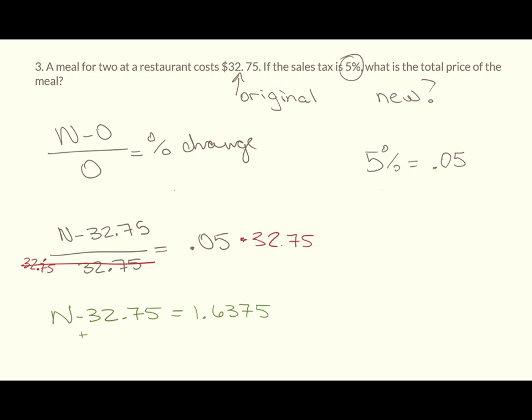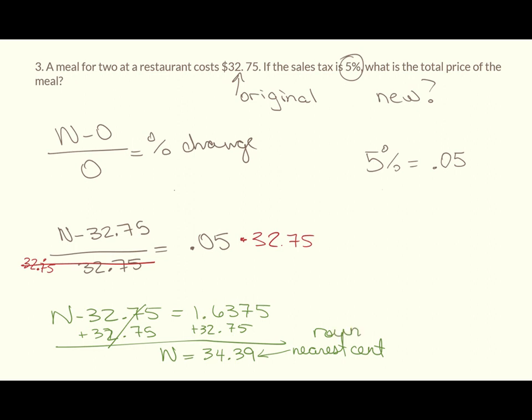I'm going to add 32.75 to both sides. You want to line up your decimals, by the way. And you get the new price equals $34.39. Now what you'll see is I rounded this to the nearest cent because I'm talking about money. So you want to round to the nearest cent. So the final price is $34.39 after tax.